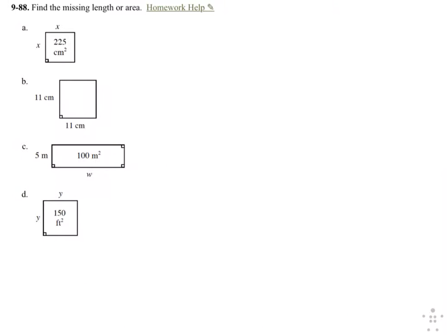Okay, for 88, they're asking us to find the missing length or area. So A, they're really saying, what is the square root of 225, right? Because they're telling us it's a square. So you should start to know the common ones. So the square root of 225 is 15. So each side length, or x, is 15 centimeters.